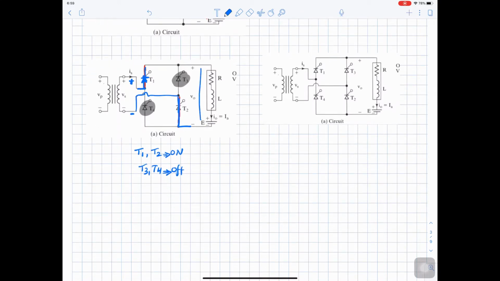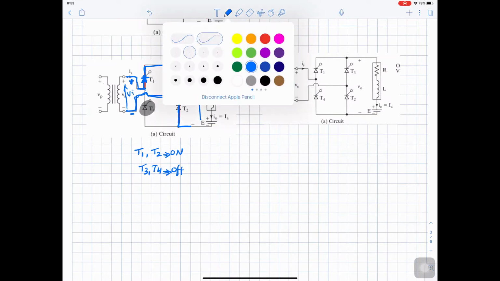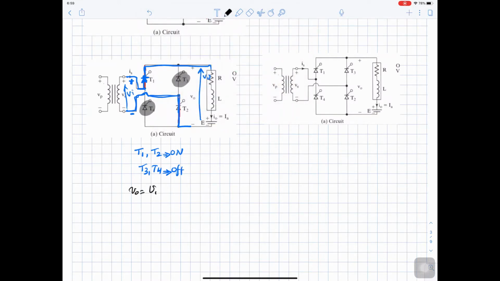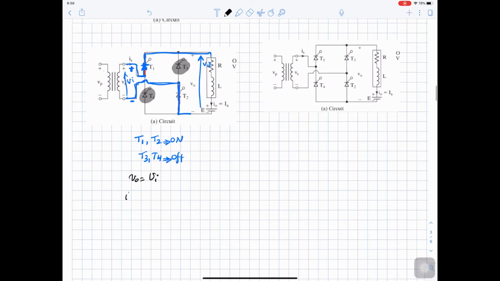Now in this case, V out will be the same voltage as Vn. So V out equals Vn. I out will be the current coming from the source to thyristor 1, going through the load and going back to the source. So I out equals I source equals I thyristor 1 equals I thyristor 2. I thyristor 3 equals I thyristor 4 equals 0, because these two thyristors are open circuit.